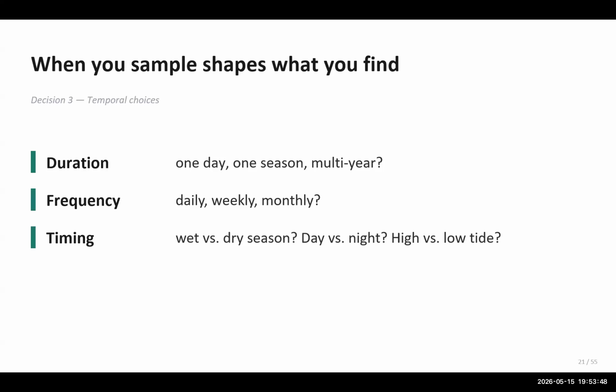Then we need to talk about when to measure. Time is just as important as the place. Here we need to consider 3 things. One is the duration. Are you going to measure one day, one season, maybe multiple years? Another thing is the frequency. Are you going to measure daily, every week, every month? And the timing. For example, are you going to measure wet season or the dry season or both, or maybe day or night, or maybe you consider the tide, you can measure during the high tide or low tide in the beach.